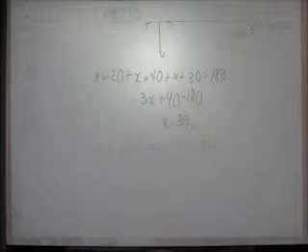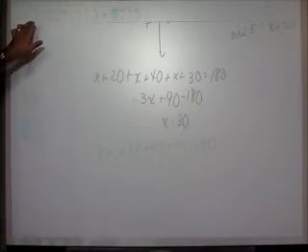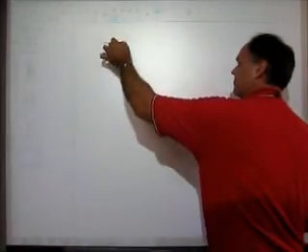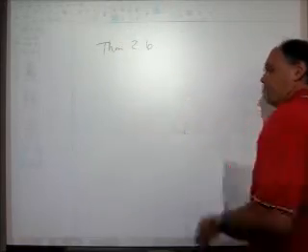Theorem 2.6: angles supplementary to the same angle or to congruent angles are congruent. Okay, what does that mean? That's a tongue twister. Theorem 2.6 is kind of like a linear pair, but not connected.